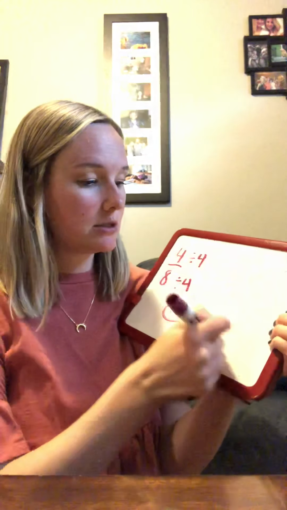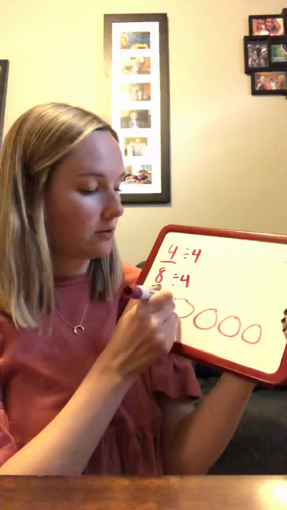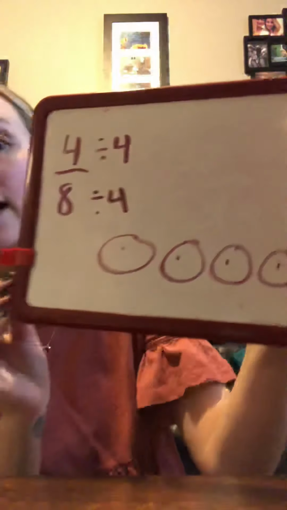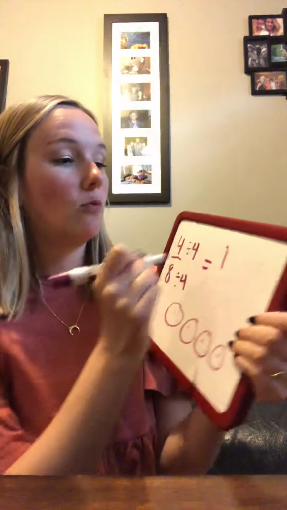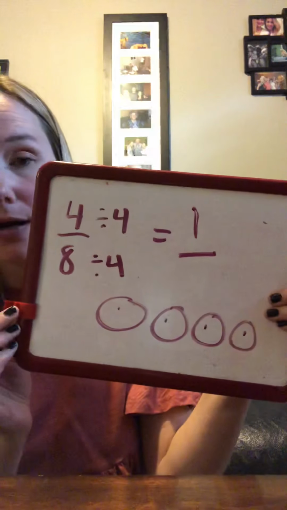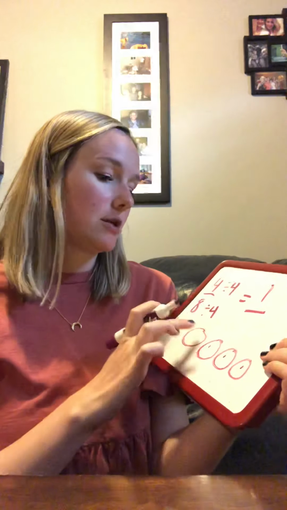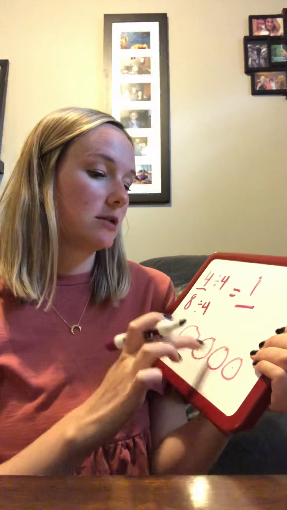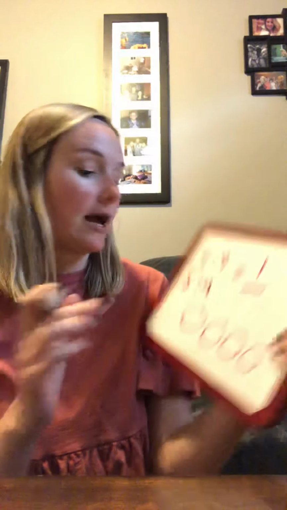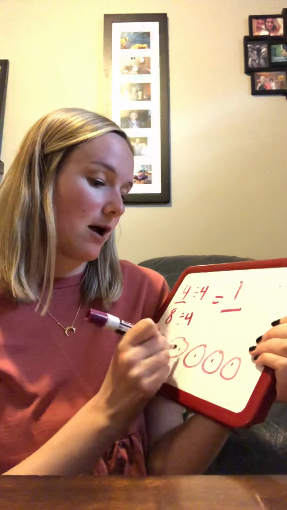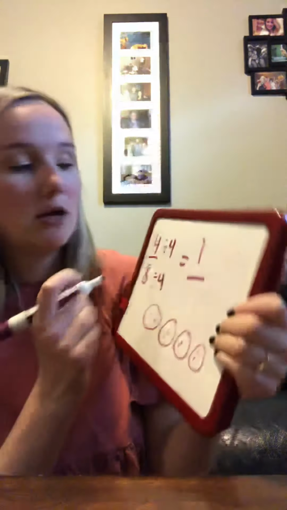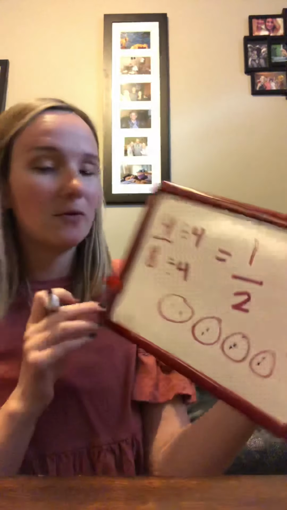So 4 divided by 4, I would have 4 circles, and I have to get rid of the 4. So 1, 2, 3, 4. I can see that there's 1 in each circle. So 4 divided by 4 is 1. So my new numerator would be 1. I'm going to do 8 divided by 4. So 8 divided by 4, I have 4 circles and I need to get rid of 8. So 1, 2, 3, 4, 5, 6, 7, 8. I can see that I have 2 in each circle. So my new denominator is 2.